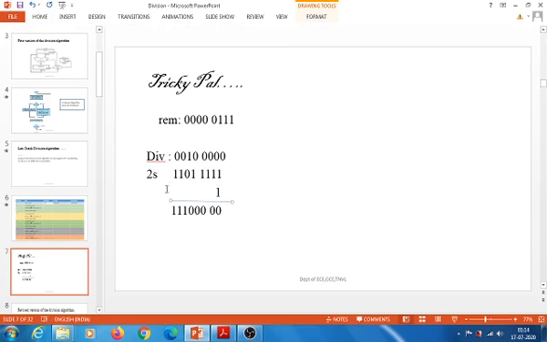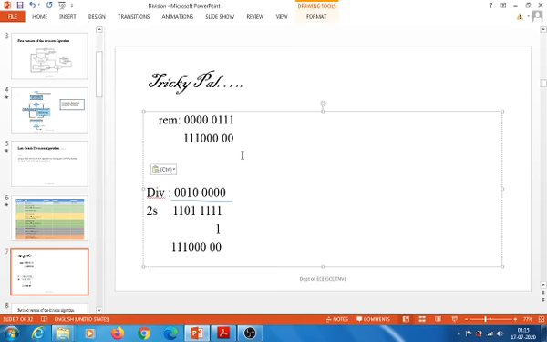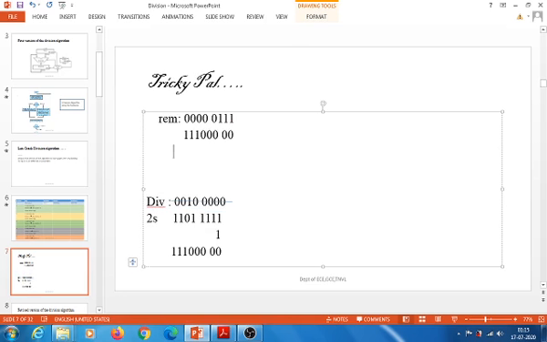So this is the divisor's 2's complement. Divisor is 2, so this is negative 2. So we have taken negative 2, we need to add this negative 2 to this remainder part. Okay. So if we add this to the remainder part, the remainder is 0000011. I want to add this with this part. Okay. So if I add, there is no carry, I can easily add this.